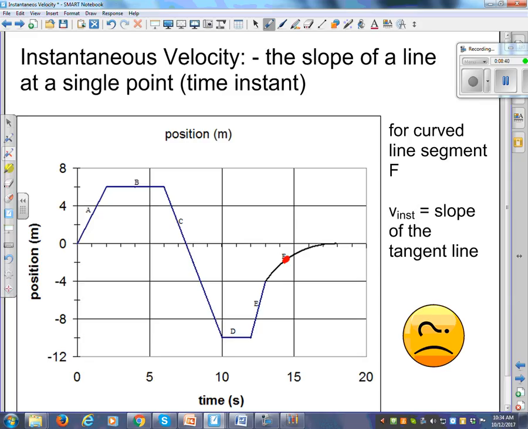I'm going to tell you to find the slope of the tangent line. You guys know what a tangent line is?